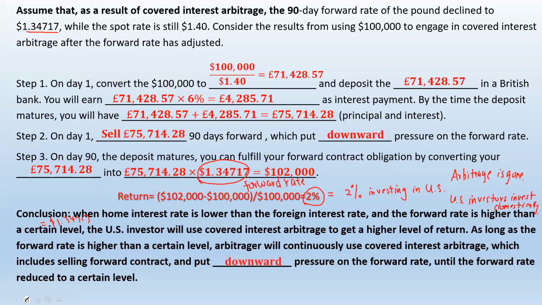the U.S. investor will use the covered interest arbitrage, and they will get a return higher than 2%. And because they keep selling forward contracts, this will put downward pressure on the forward rate until this forward rate equals this 1.34717. There's no arbitrage opportunity. So in this case, the U.S. investor will invest domestically.